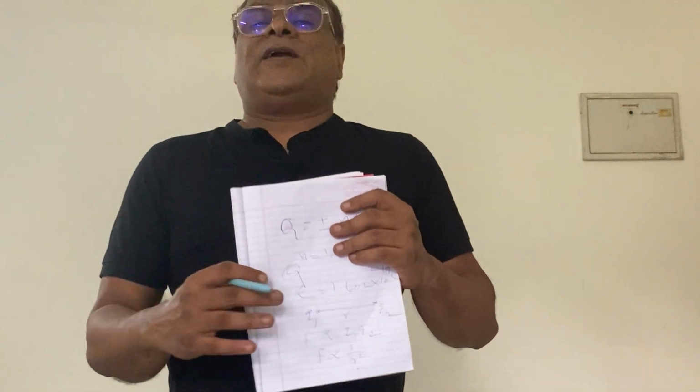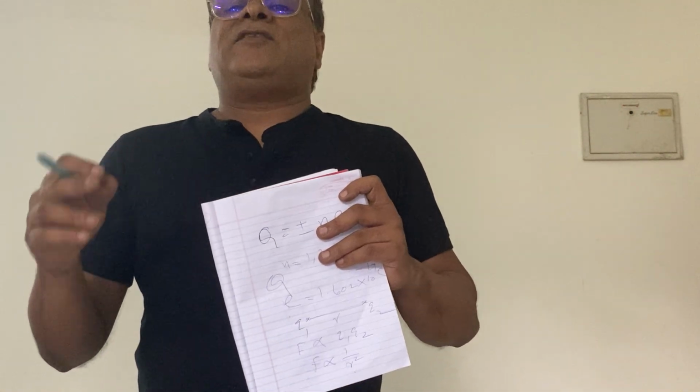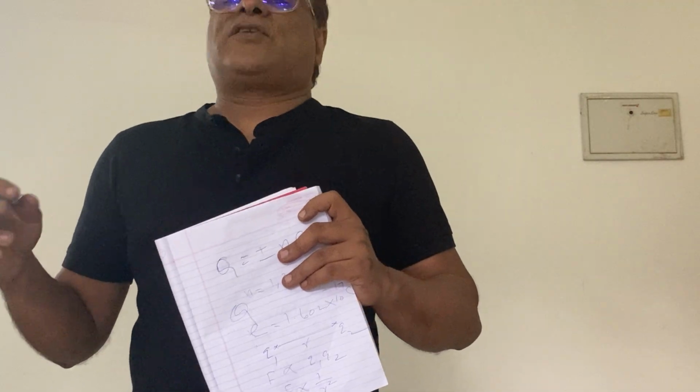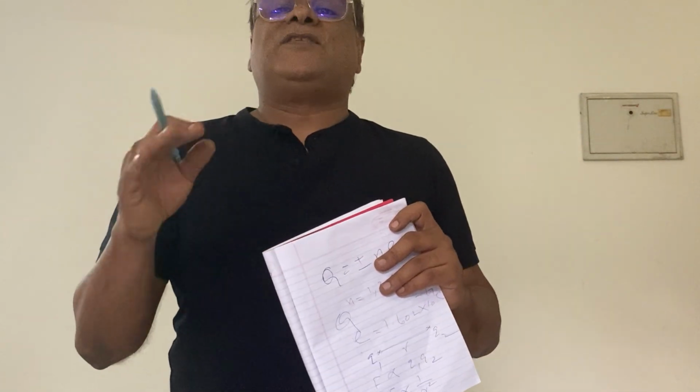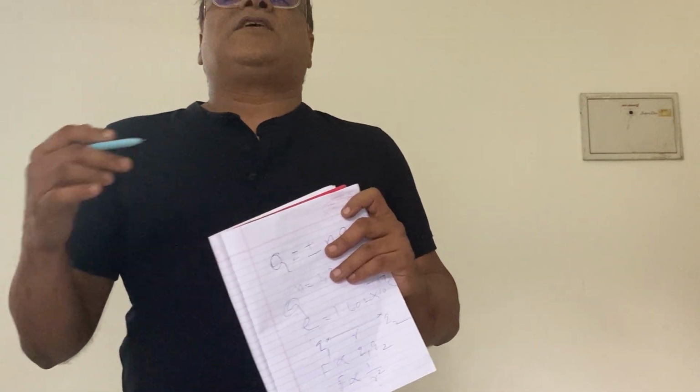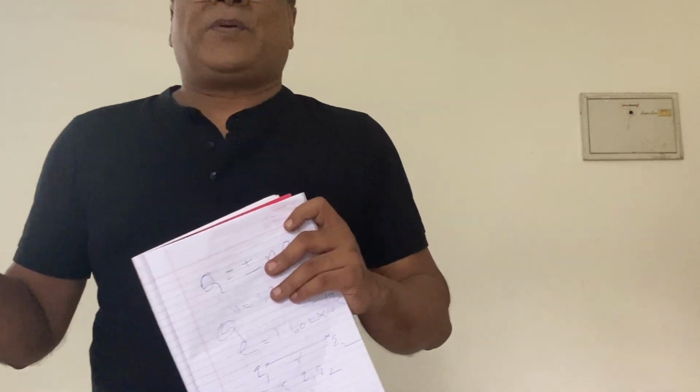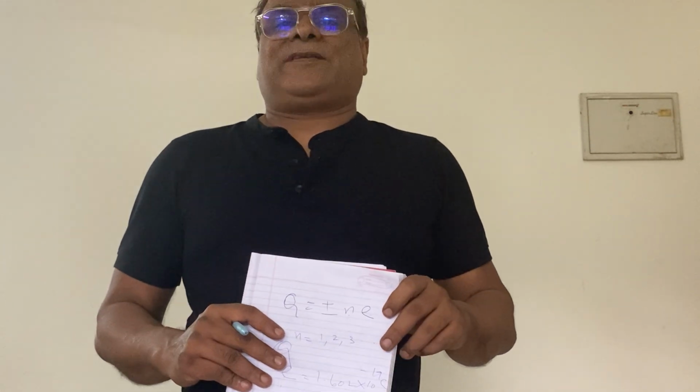The value of epsilon zero is 8.85 into 10 raised to minus 12 coulomb square Newton raised to minus 1 meter raised to minus 2. If the charges are situated in a medium like air, the equation is F is equal to 1 by 4 pi epsilon Q1 Q2 by R square.